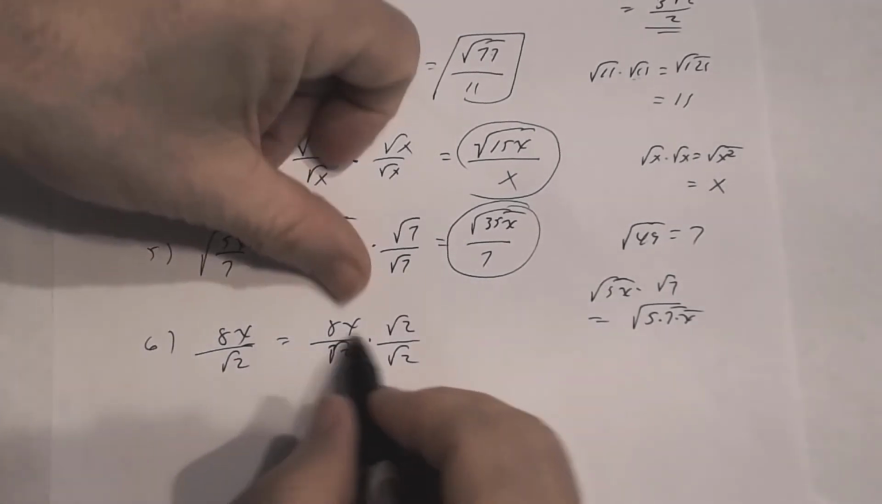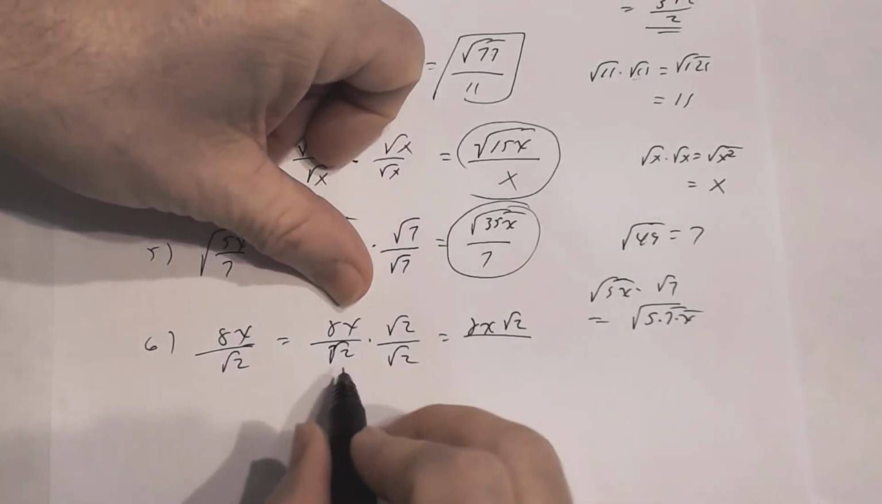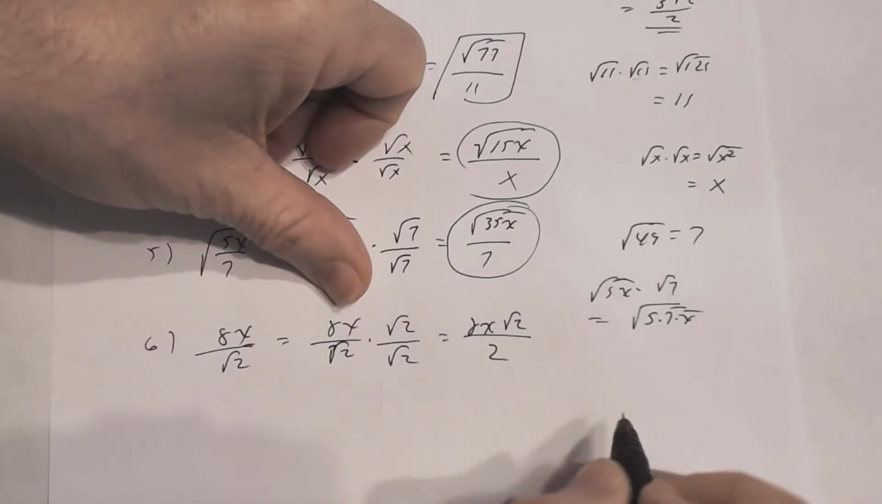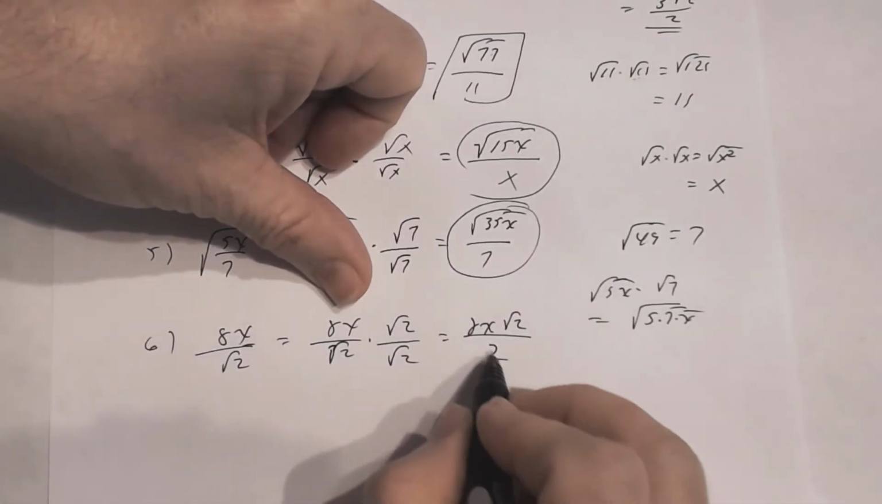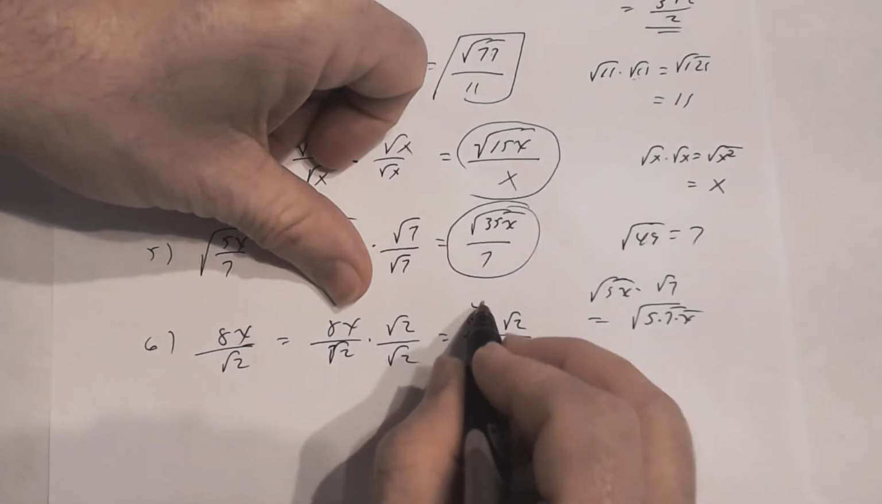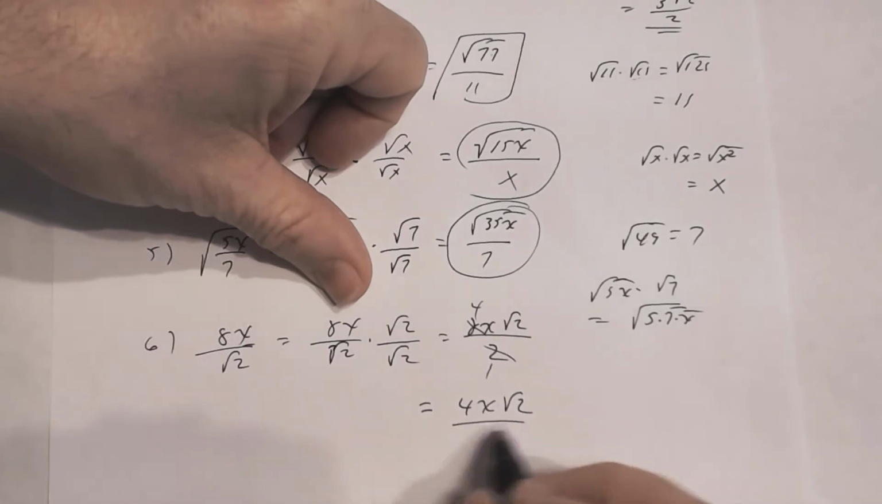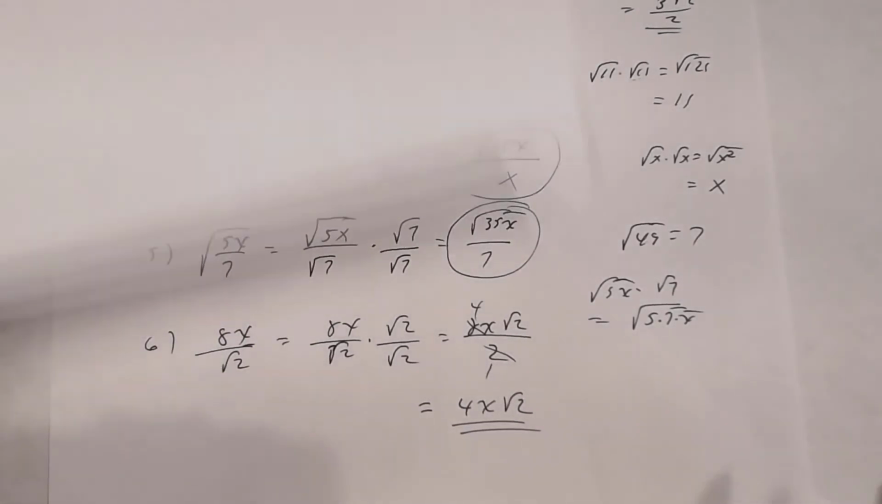So notice though, in the numerator I get 8x square root of 2. In the denominator, what's the square root of 2 times square root of 2? Tell me right away. 2. But you can simplify further because the 8 and 2 I can reduce. So 2 and 2 is 1. 2 and 8 is 4. So the answer is 4x square root of 2. That's the answer. So 4x square root of 2.